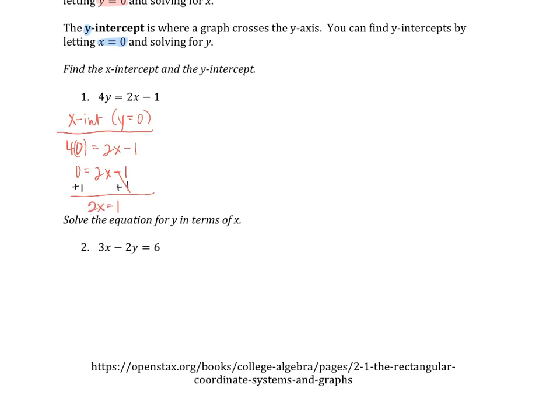Divide by 2. I'm going to have to go up here. I'm out of space. So I had 2x equals 1. I need to divide by 2 to get the x by itself. So I'll have x equals 1/2. Remember, if it's asking for an intercept, it has to be written as an ordered pair, which means you have the x value first, the y value second, and it's in parentheses. So the x is 1/2, and we let y be 0. So that is the x-intercept.